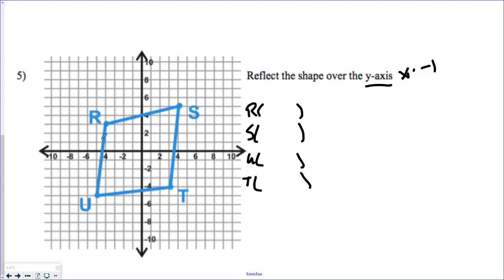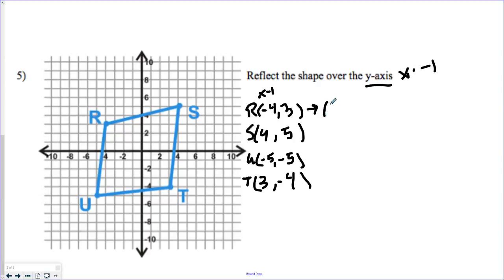So R is -4, 3, it looks like. S is 4, 5, it looks like. Let's see here. T is 3, -4. And then U looks to be -5, -5. So this says take the x and times it by -1. So I'm going to times everything in the x column by -1 and get some new points.